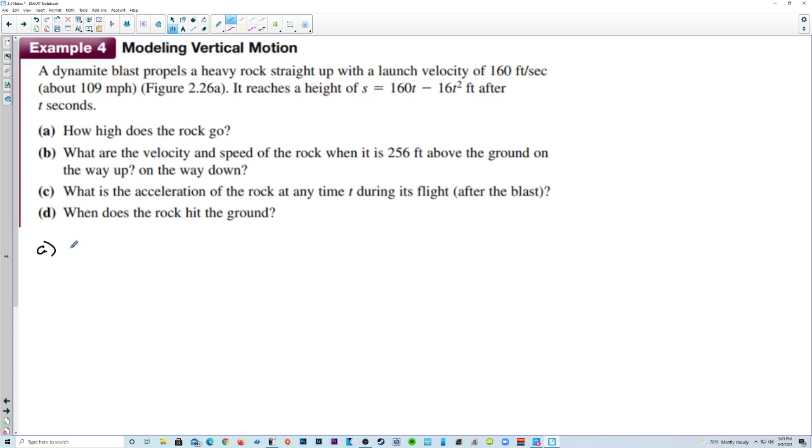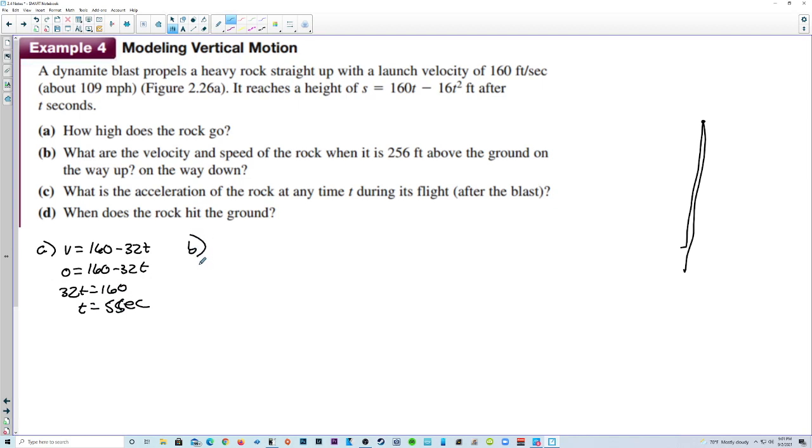Well, we know that the rock has reached its maximum height when the velocity is 0, because it's going to go up, it's going to stop, and then it's going to come back down. So velocity is equal to 160 minus 32t. And we want to know when that's 0. So we add 32t over, divide by 32, and we get 5 seconds.